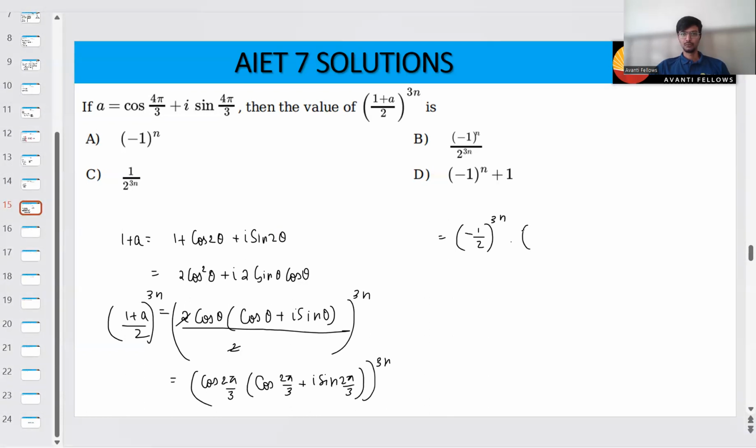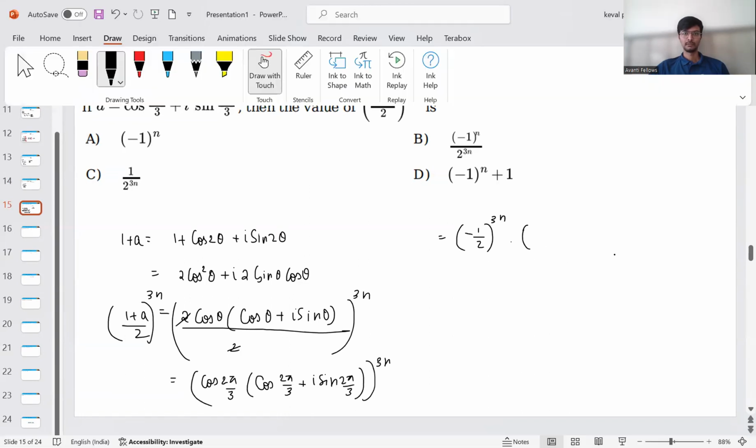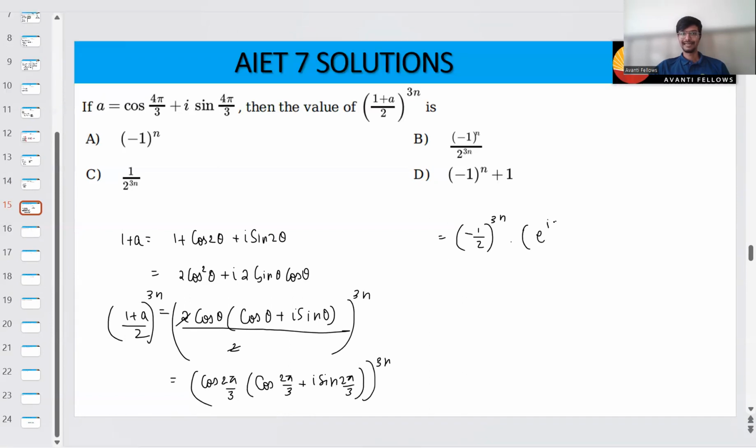Right? Cos 2 pi by 3 minus half plus I sine. Just a second. We can write it as e raised to the power I theta raised to 3n. So minus 1 by 2 raised to 3n, this will be e raised to the power I 3n theta. What is I 3n theta? So minus 1 by 2 raised to the power 3n, e to the power 3 theta. Theta was 2 pi by 3. Theta will be 2 pi.